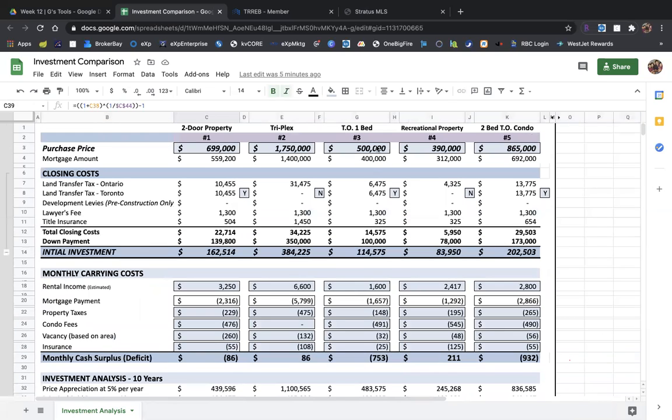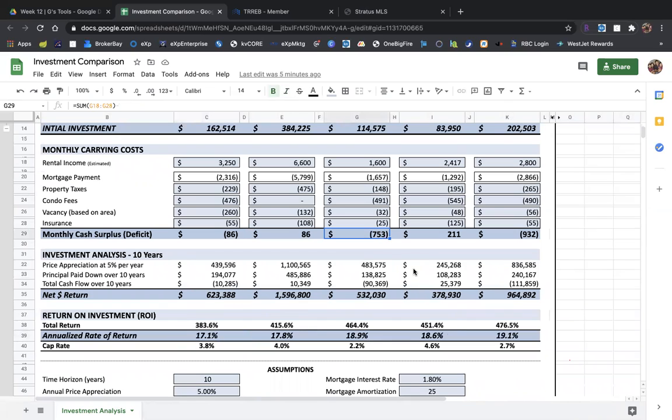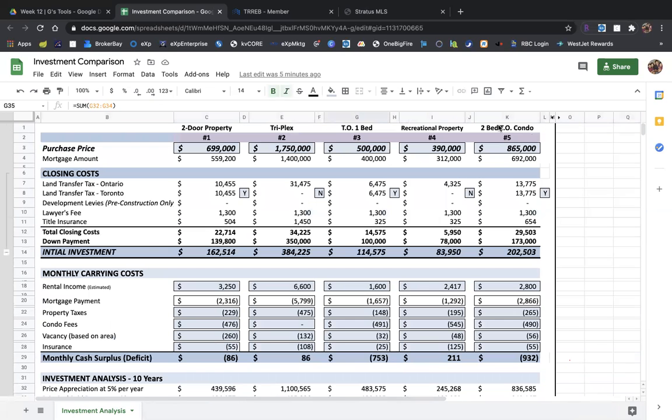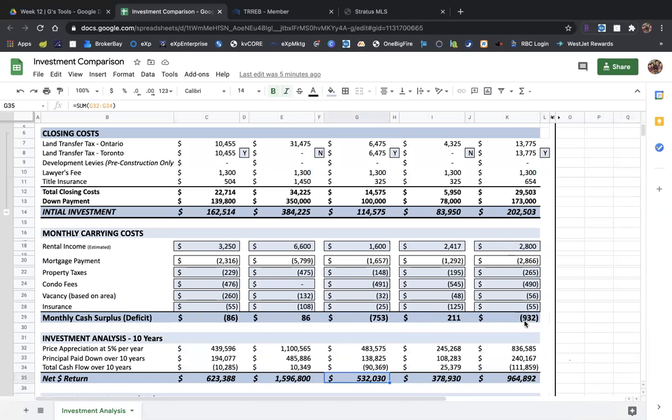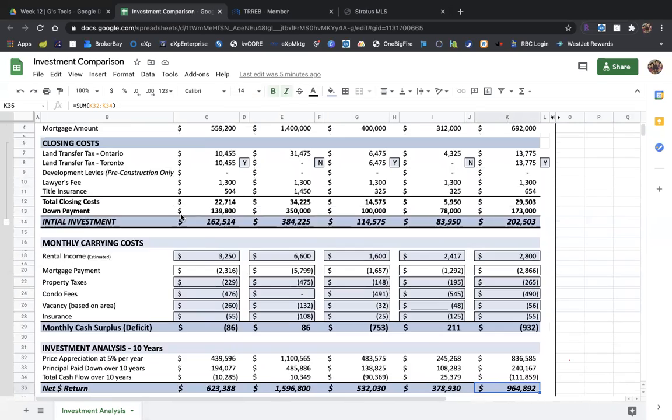Look at this one, the one-bedroom condo in Toronto. Even though they're losing $750 a month in cash flow, this investor would still cash out over $500,000 in 10 years on that property. This last one, 2-bedroom condo, losing $900 a month, still going to cash out almost $1 million in 10 years. That's why they don't care about cash flow. Okay. Any questions on this one, guys?